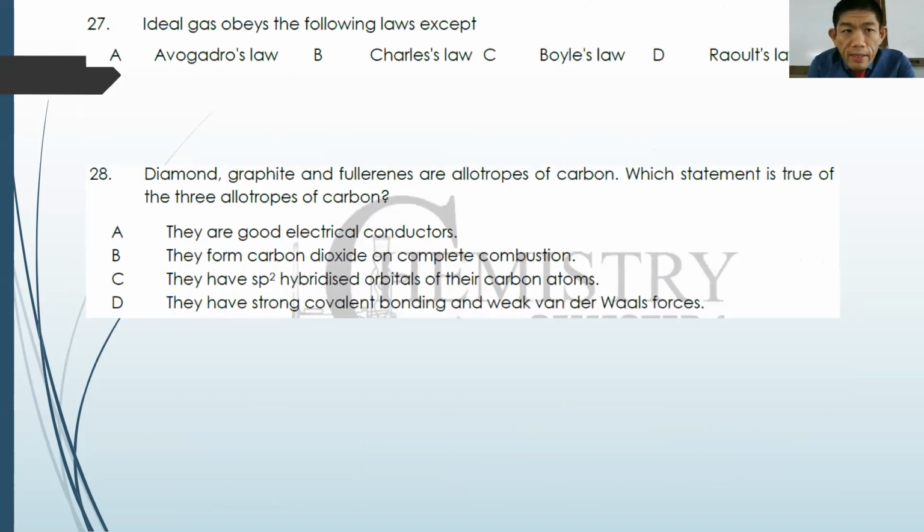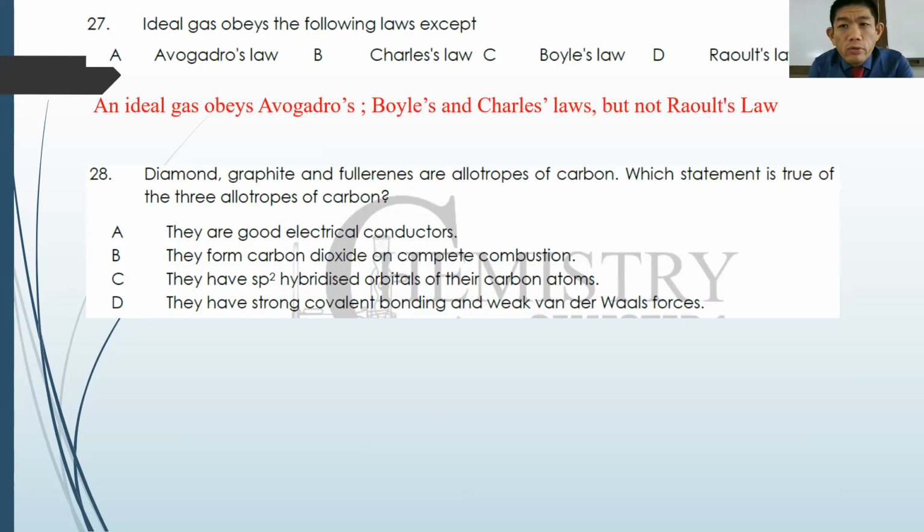Then we have 27. An ideal gas obeys the following laws except for which law? So an ideal gas follows the ABC laws, which are Avogadro's law, Boyle's law, and also Charles' law, but not Raoult's law. Raoult's law has nothing to do with the ideal gas.